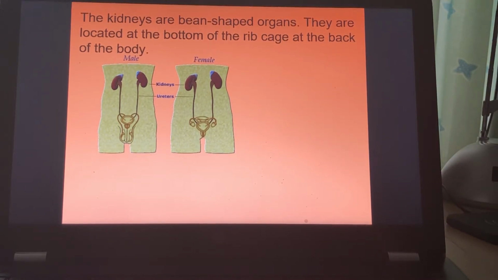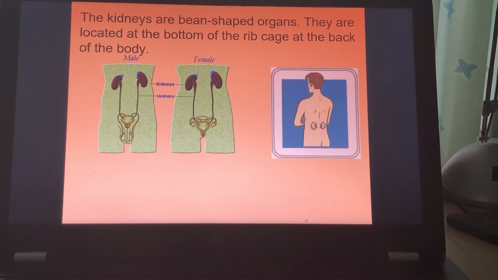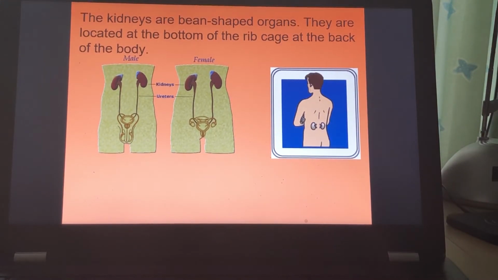And we've got a diagram there of how they're arranged in the male and the female body. The only difference is the reproductive systems. Now, they're not part of the reproductive system, but they fit in around it, so that's why they're there. So you've got 2 kidneys. They're under your rib cage and they're towards the back of your body, and this diagram here shows you where you would find them. Now, you can't feel them, but that's where they are roughly.